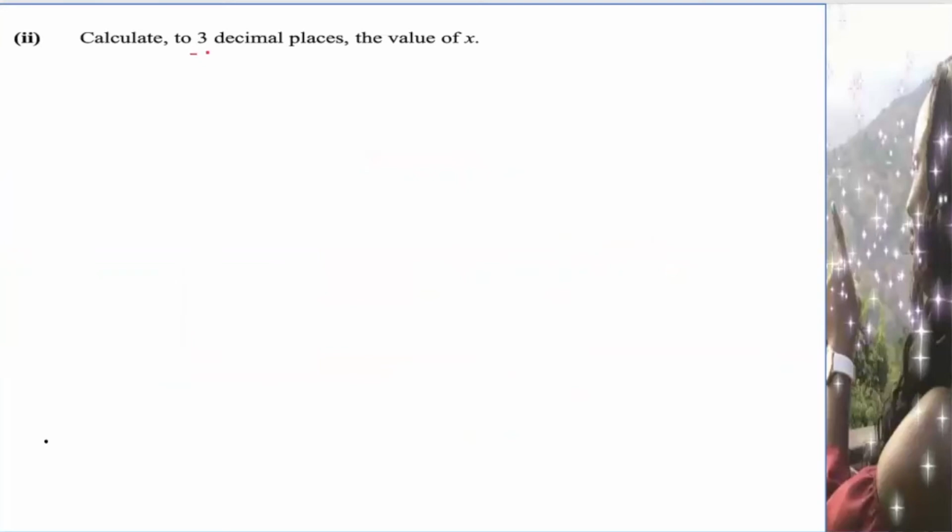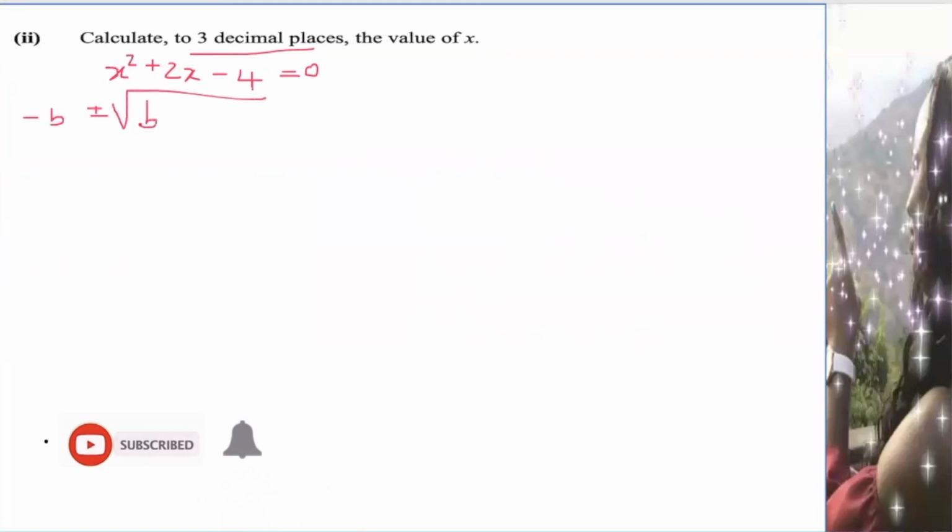The next question, I need to calculate to 3 decimal places the value of x. So here we have the quadratic x squared plus 2x minus 4 equals 0. First, can this be factorized? Am I able to get two factors to multiply to give me minus 4 and add to give me 2? No. So therefore, I have to use a formula, which I am writing here. We use this whenever we cannot factorize, then solve.